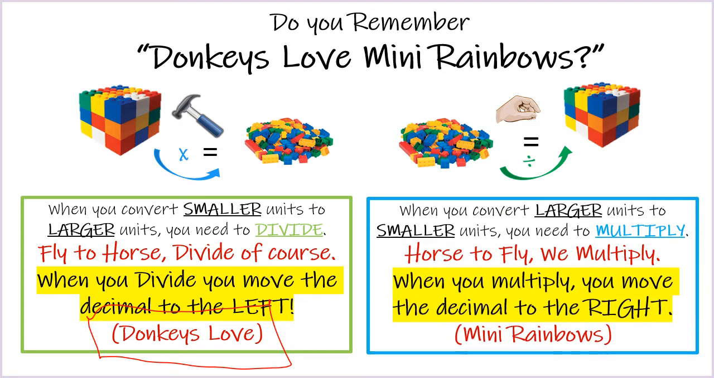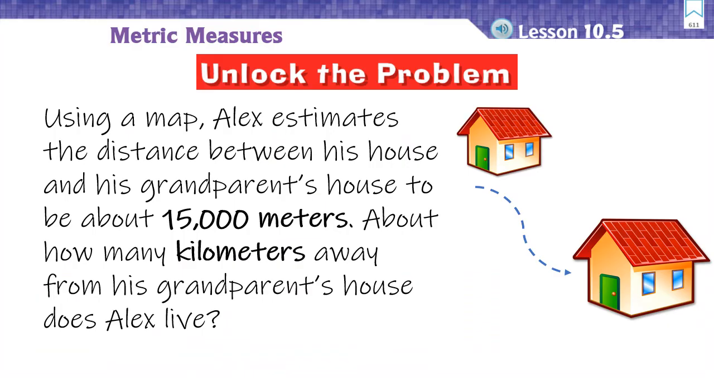When you convert larger units to smaller units, you need to multiply. Horse to fly, you multiply. When you multiply, you move your decimal to the right. Remember, many rainbows. So many rainbows, multiply, go to the right. Donkeys love, divide, you go to the left. Donkeys love many rainbows. Divide left, multiply right. Remember that, and you are going to be good to go.